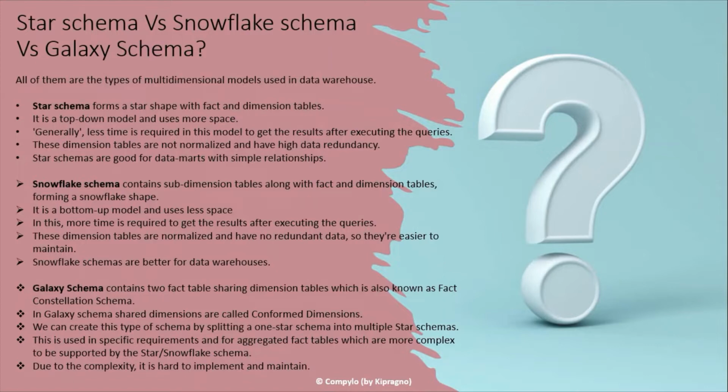We can create this type of schema by splitting one star schema into multiple star schemas. It is used in specific requirements and for aggregated fact tables, which are more complex to be supported by the star or snowflake schema. Due to the complexity, it is hard to implement and maintain.